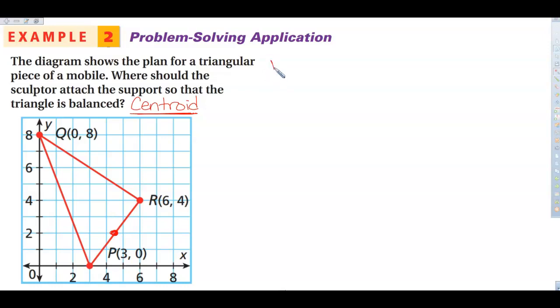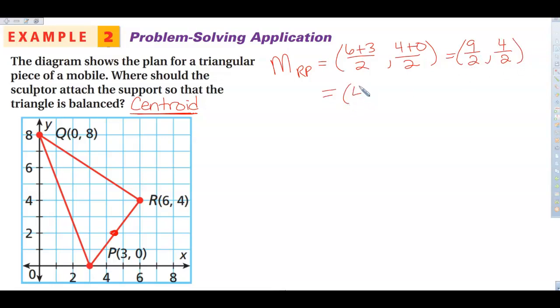All right. So if I'm looking at the midpoint for RP, I'm going to add those x's, which is going to be 6 plus 3. I'm going to divide by 2. And then I'm going to add my y's, which is going to be 4 plus 0, divide by 2. All right. 6 plus 3 is going to be 9. 4 plus 0 is 4. So this is going to give me that my midpoint is (9/2, 4/2), and we're going to go ahead and convert it to a decimal for sake of graphing because it's easier to do it that way. We're going to do (4.5, 2). So if I go over 4.5, I go up 2, that's this point right here.